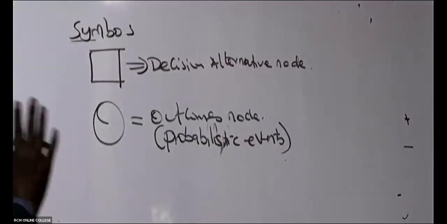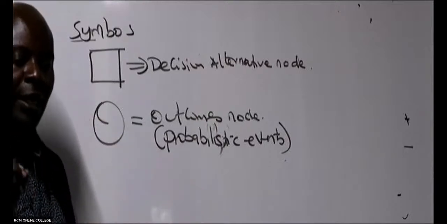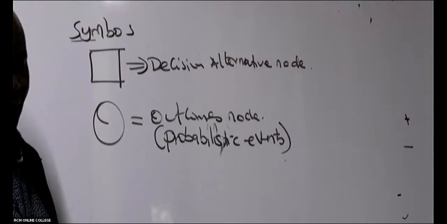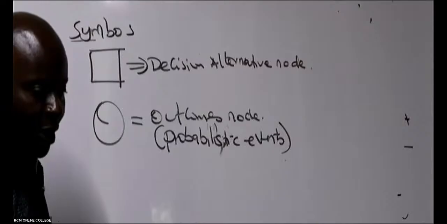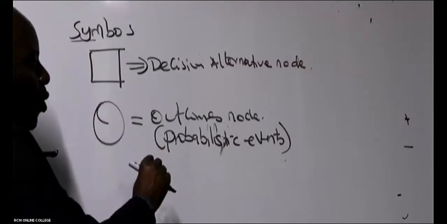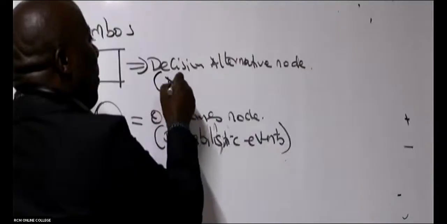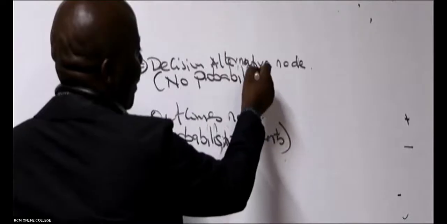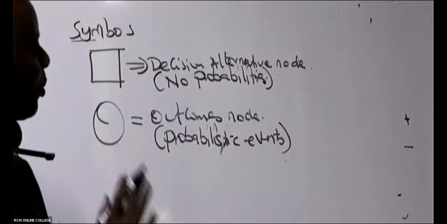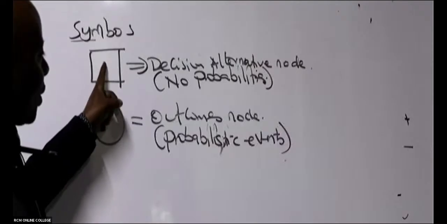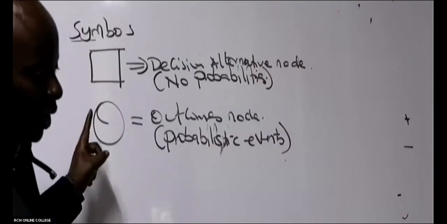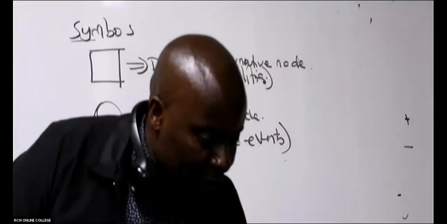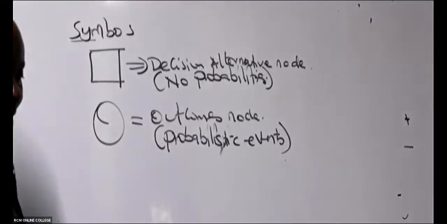These are the only 2 symbols that we shall always be using whenever we are looking at a decision tree: the decision alternatives node, and the outcomes node. This one has no probabilities. All events without probabilities shall always come from this node. Now, ladies and gentlemen, with your permission, I will draw my tree.